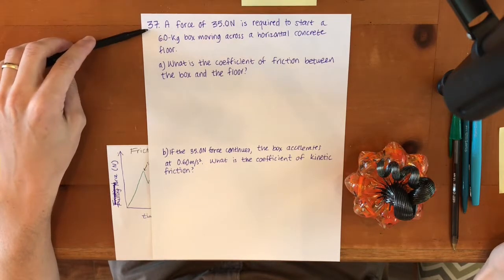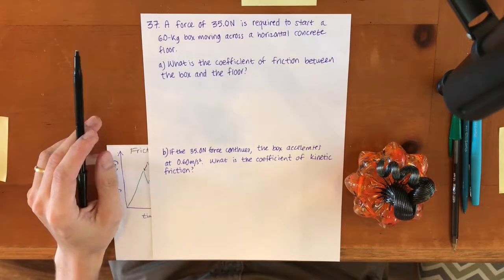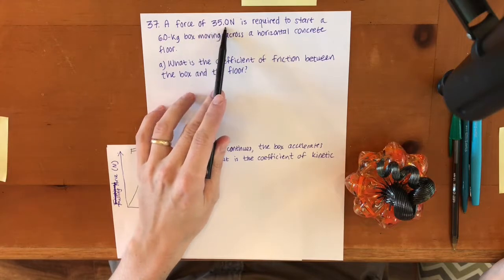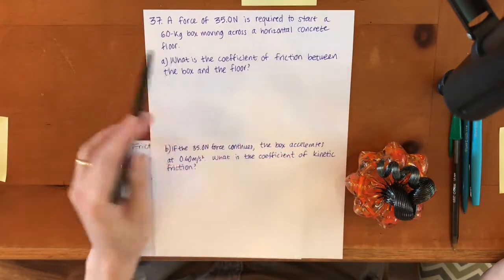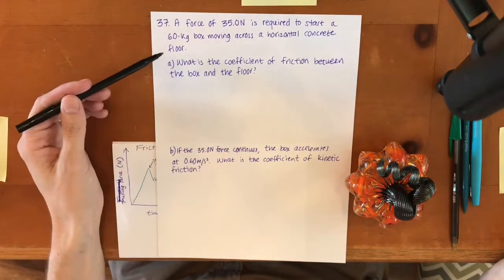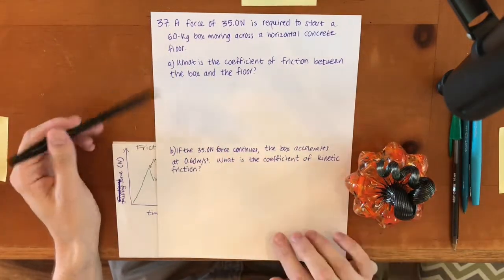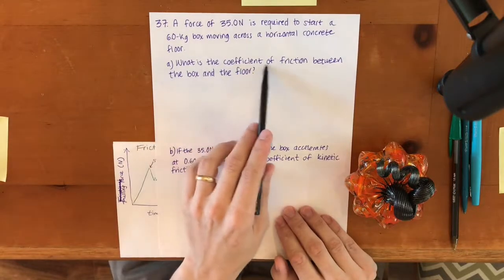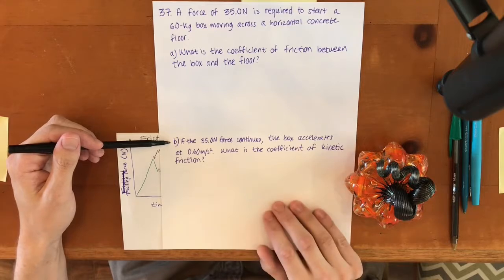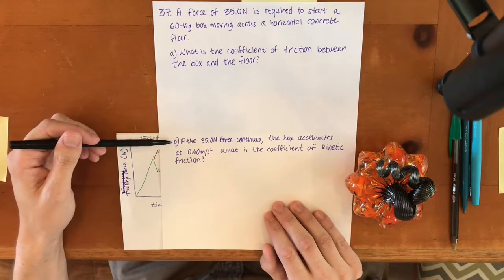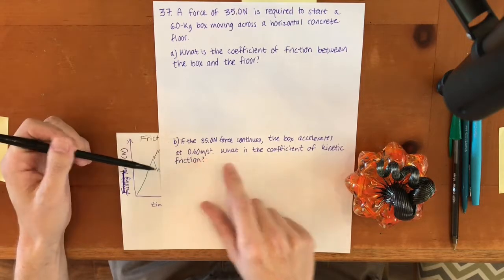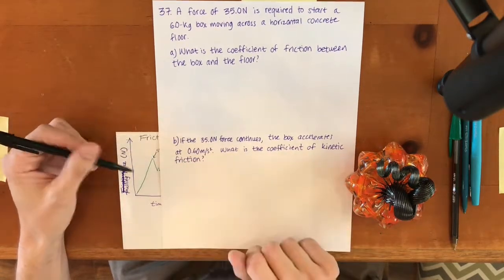So I'm going to be doing number 37 first. This is on the second part of the homework. The question says a force of 35 newtons is required to start a 6 kilogram box moving across a horizontal concrete floor. And this is a 2-part question. The first part is, what is the coefficient of friction between the box and the floor? And then later on down here it says if the 35 Newton force continues, the box accelerates at 0.6 meters per second squared. What is the coefficient of kinetic friction?